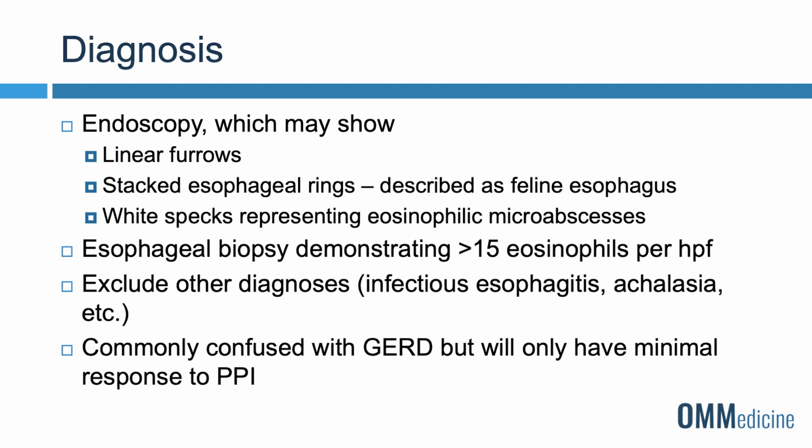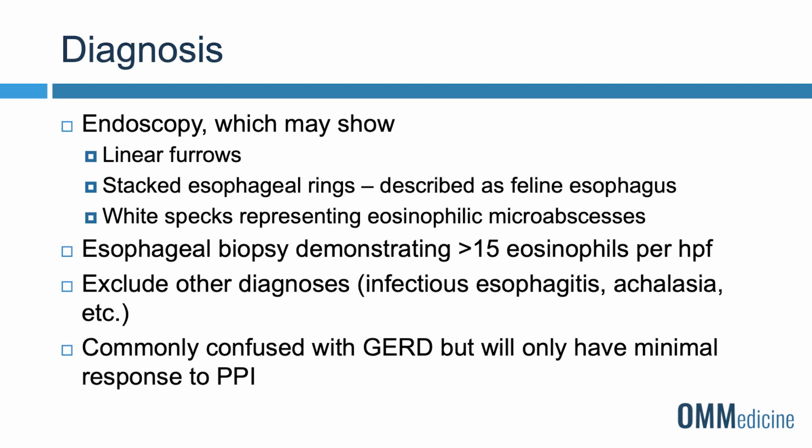Now, the esophageal biopsy, also usually done during an endoscopy, is going to be the major way to confirm the diagnosis, and if the biopsy shows greater than 15 eosinophils per high power field, then that would be diagnostic of eosinophilic esophagitis. Now, it's also recommended that you rule out any other associated conditions that may be related to this, such as infectious esophagitis or achalasia, and this again is usually going to be seen on endoscopy if they were present.